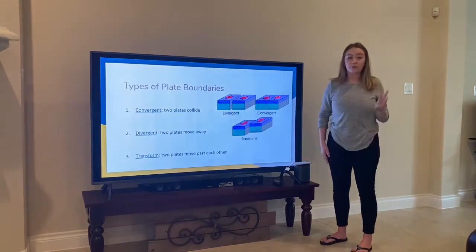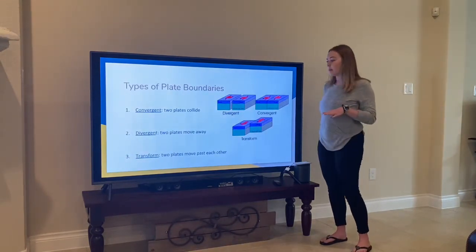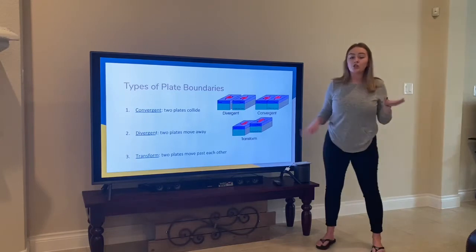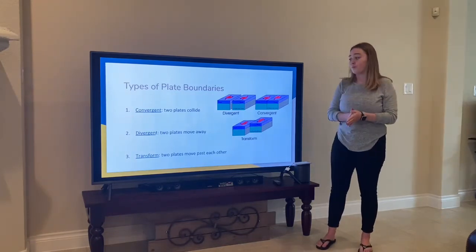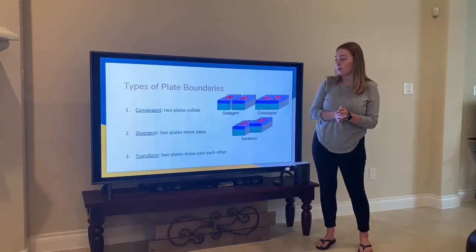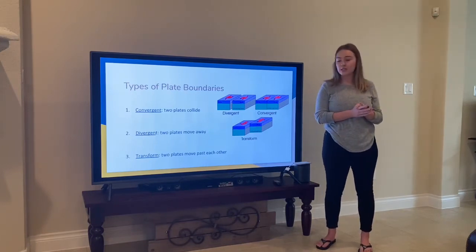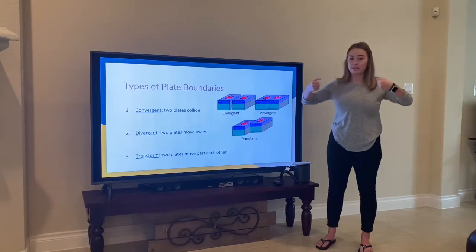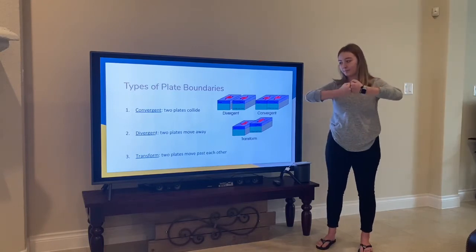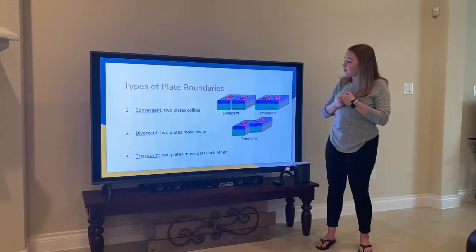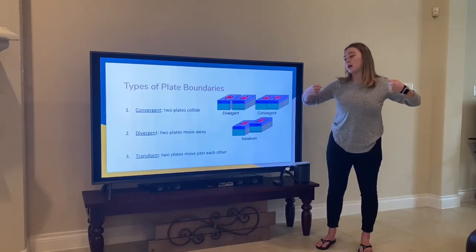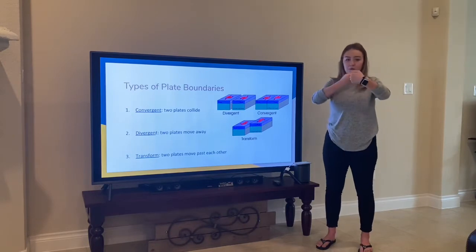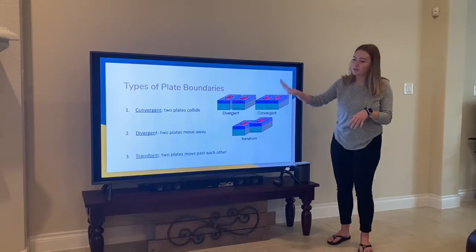So there are 3 types of plate boundaries, and plate boundaries are when 2 plates meet up together at a certain point. The first type is convergent plate boundaries, and those occur when 2 plates collide, they go in together. Divergent plate boundaries are when they move away, pull apart, and then transform is when they move past each other, kind of like that. Okay, so we'll dive into each one.